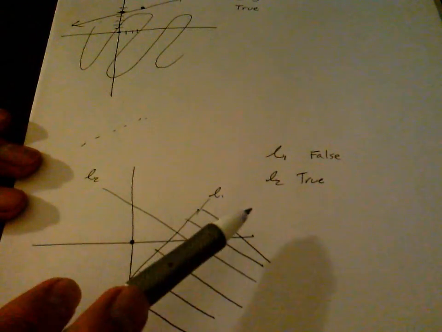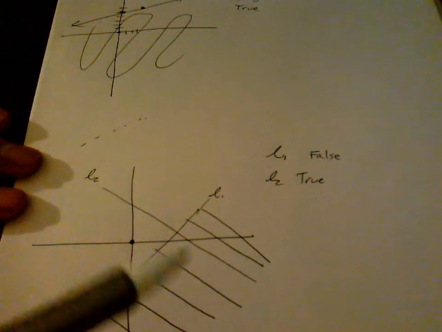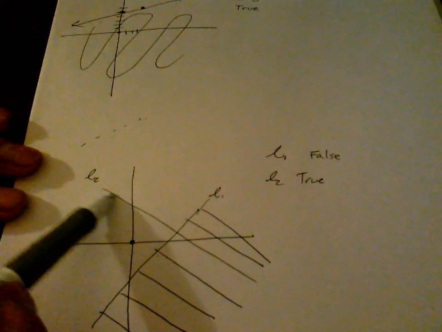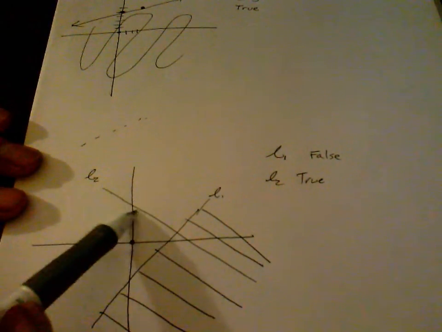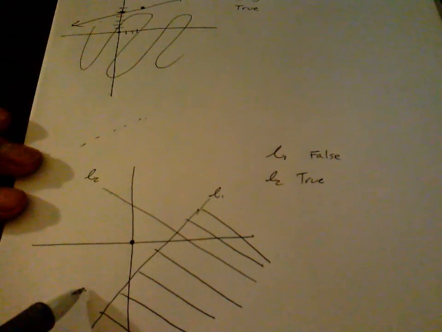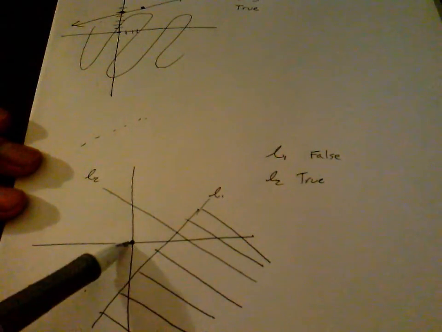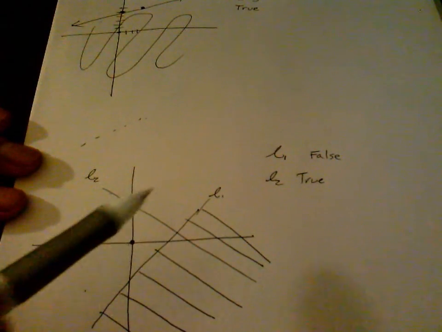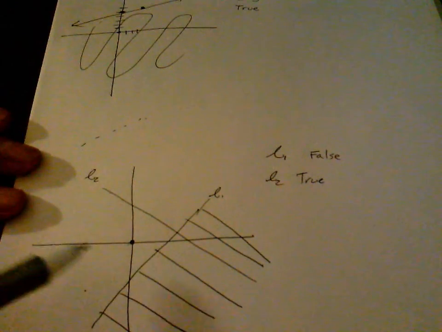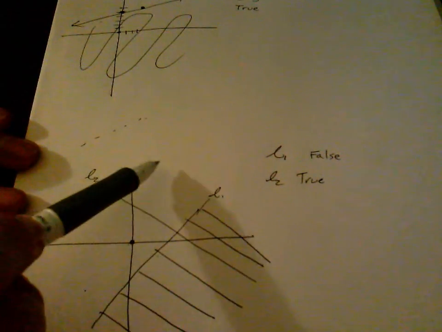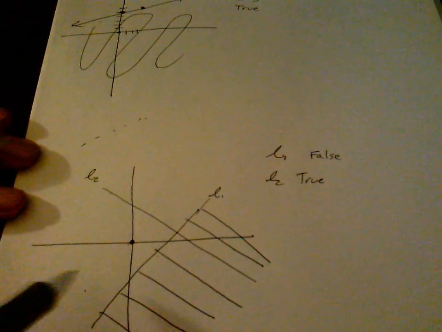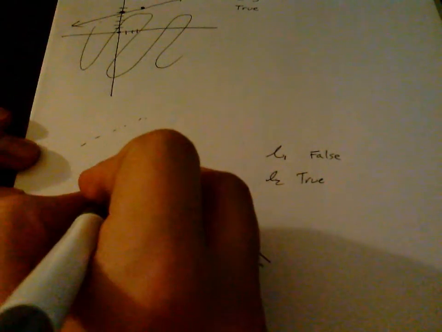Line 2, that one's true. Okay? So it has two parts. If this is the line right here, it has the top part and the bottom part. Since it's true, the bottom part contains the test point. We want to shade on the bottom part that has the test point because it's true. If it was false, we'd shade the other side. But since it's true, we shade the side that has the test point. So I'm going to shade this.